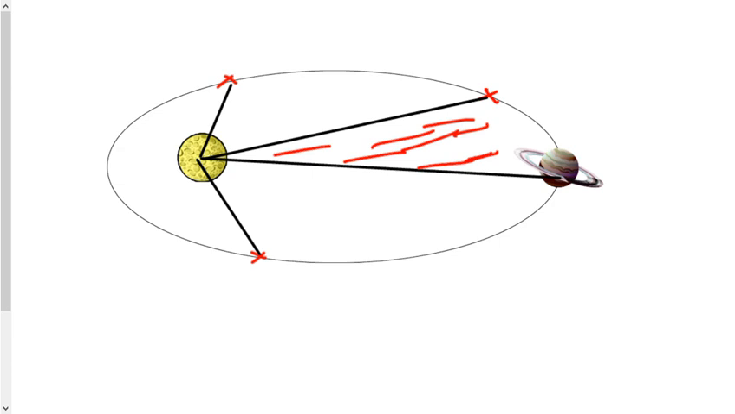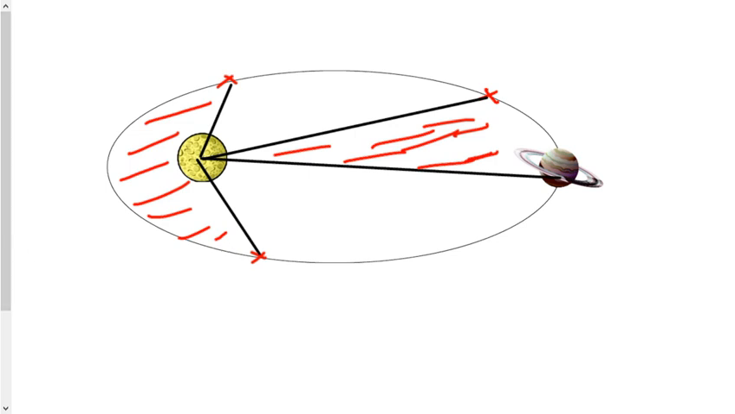Now let's take another marker to shade that area in here. What this means is the area here has to equal the area here. So we're going to have probably slow motion from here to there, and then much faster motion as it goes around there when it gets closer to the sun. And that's kind of what that's about.